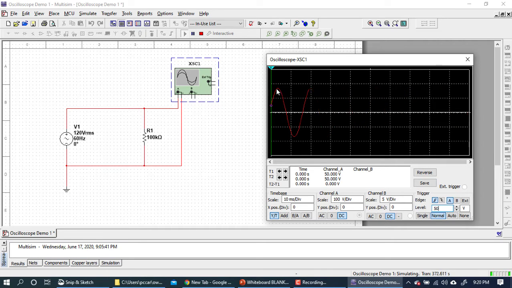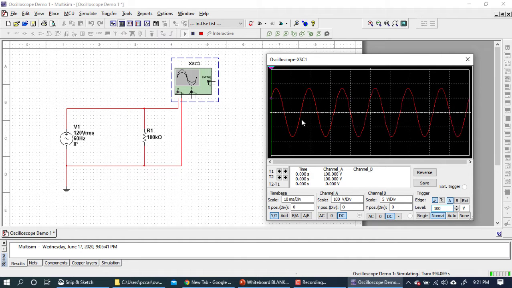I don't know what the peak voltage is yet, but we can go to 100 and click out of it. And now it starts at the 100 volt mark of the waveform, which you'll notice is on that exact line of the first division, because we are currently set to 100 volts per division.